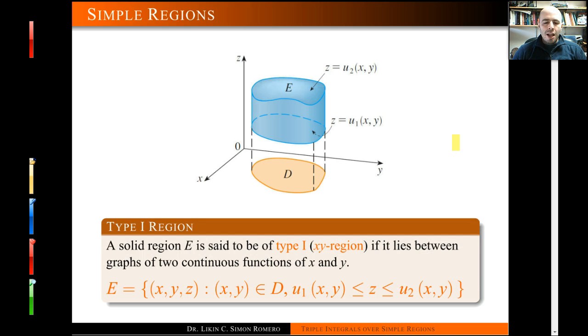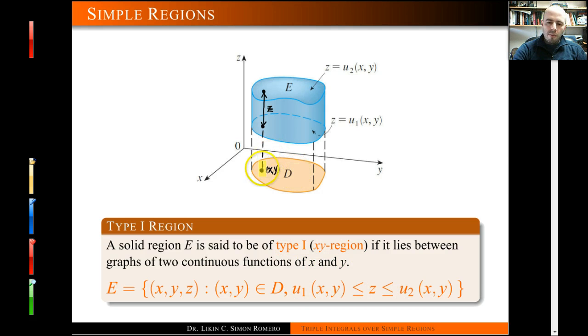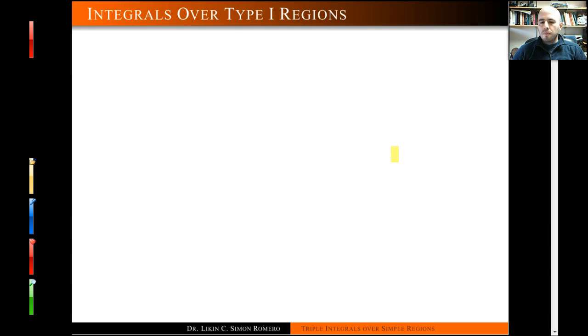So for example, a simple region is called type 1, or an xy region, if it lies between two continuous functions that depend on x and y. So in this case, z moves between two functions that depend on x and y over a certain plane region D. If you pick x and y, then z moves between two values of two continuous functions that depend on x and y.